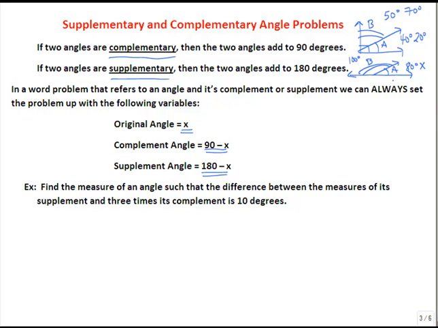So here's the setup that you can always use for every supplementary and complementary angle problem. What you're going to be looking for is the original angle, always. That's the one we don't know, that's the one we're going to call X. In the word problem, it may refer to the complement. So you know that the complement is always 90 minus whatever X is. And the word problem may also refer to the supplement angle, so the supplement will always be 180 minus X.